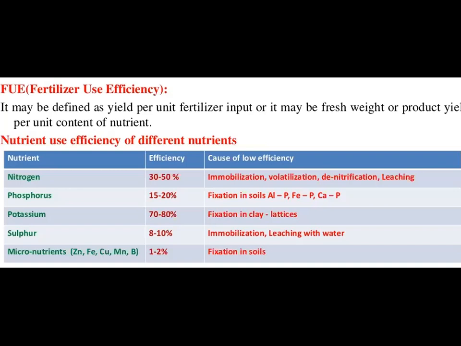Potassium has high efficiency, that is 70 to 80%. It has a limitation of fixation in clay only. Then sulfur, 8 to 10% efficiency, due to immobilization and leaching with water. Micronutrients, that is iron, zinc, copper, boron, molybdenum, and manganese, have an efficiency of 1 to 2% because they get fixed in soil.